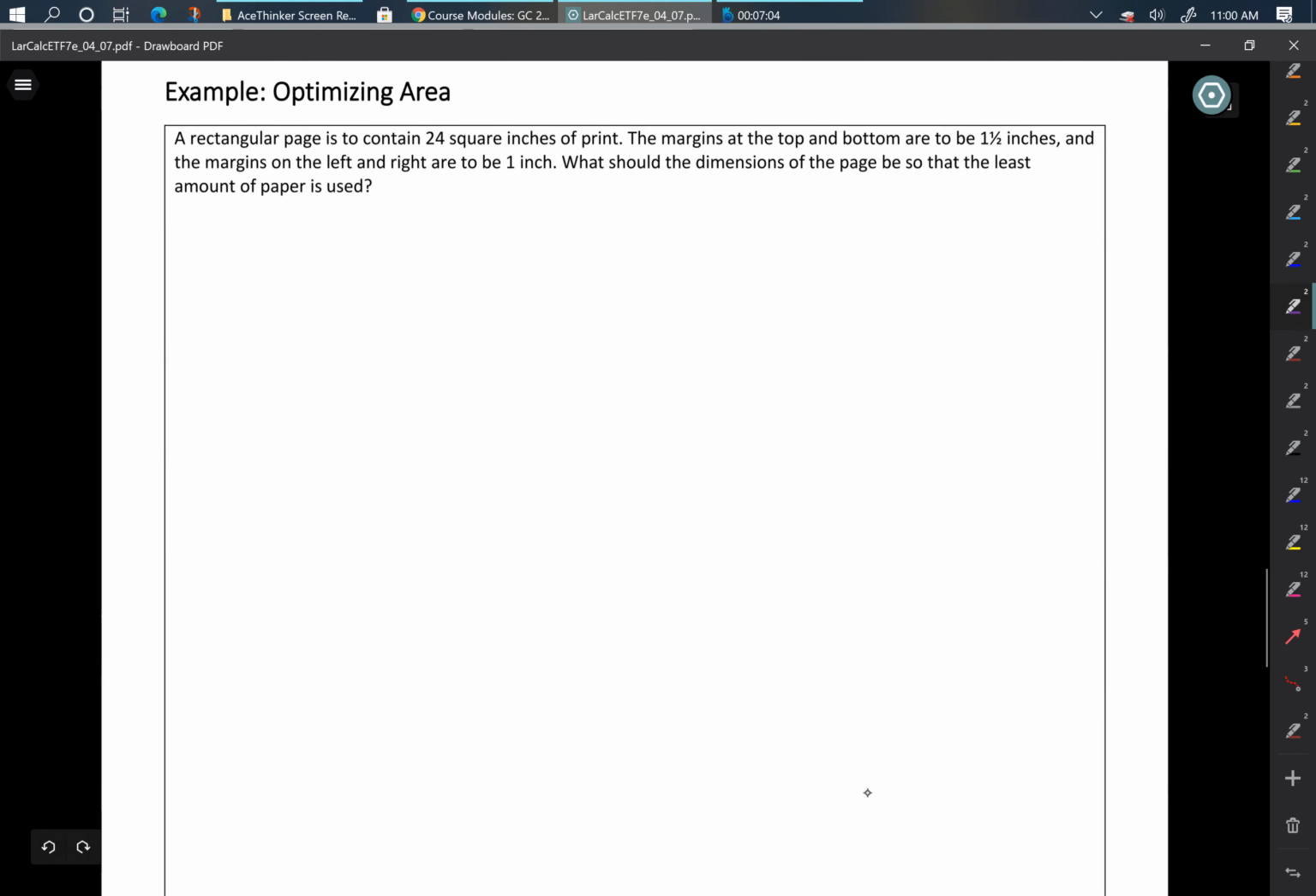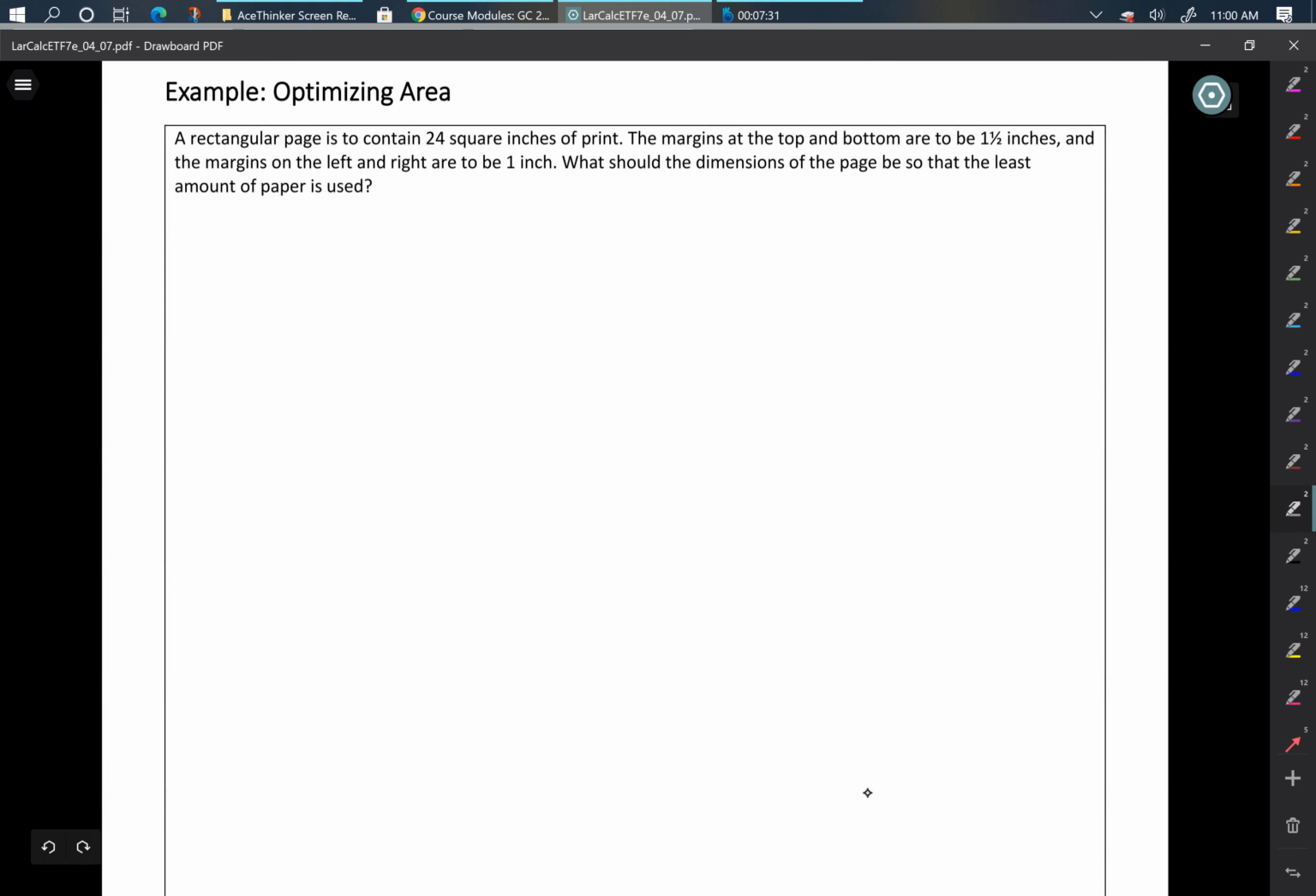A rectangular page is to contain 24 square inches of print. So you must be a printer now. Right? The margins at the top and the bottom are to be 1.5 inches, and the margins on the left and the right are to be 1 inch. What should be the dimensions of the page so that the least amount of paper is used? Okay. I'm going to have to draw a picture to see if I can even understand this.